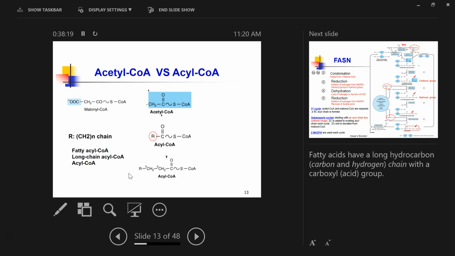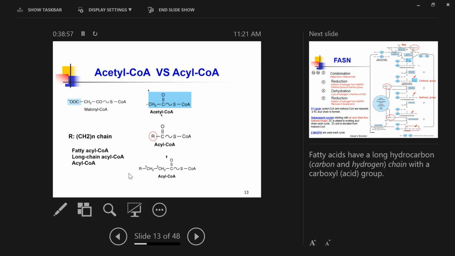Before we talk about the details, I wanted to clarify the concept: acetyl-CoA versus acyl-CoA. These are actually 2 different molecules, right? Acetyl-CoA, as I just mentioned, only has 2 carbons and a CoA group. Malonyl-CoA has 3 carbons and a CoA group. Acetyl-CoA has 2 carbons and an acyl group. And acyl-CoA has an acyl group and an R group.